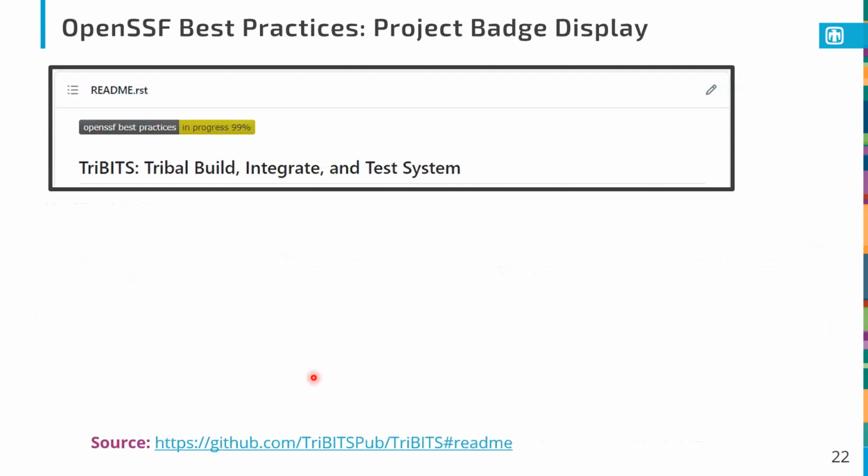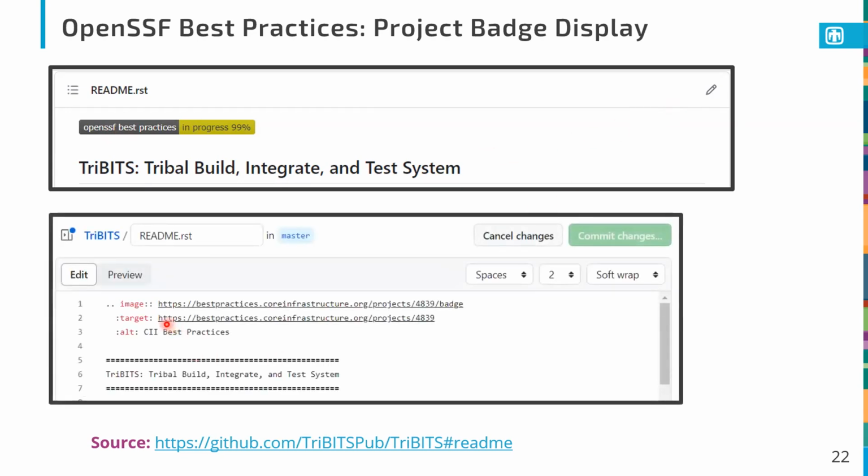Okay, so once your project has created an entry in the badge app, then you can display that badge on your various websites for your project. So this is inside the README file on the GitHub page for the Trivets project, and it shows that I'm achieving 99% on my way to a best practices badge. Now, if you click edit and look at it, this is in reStructuredText. There are also examples that you can find for this in Markdown. But it provides 2 different links. One is the link that actually generates the badge for you, that creates that image, essentially. And the other is a target.